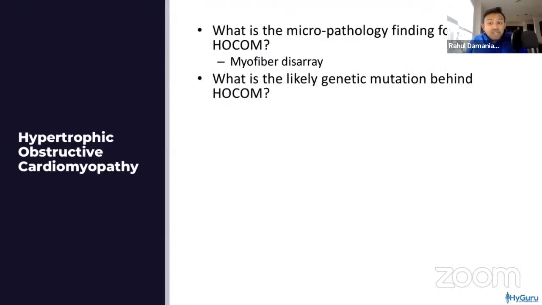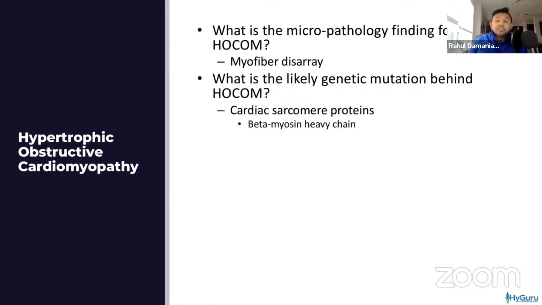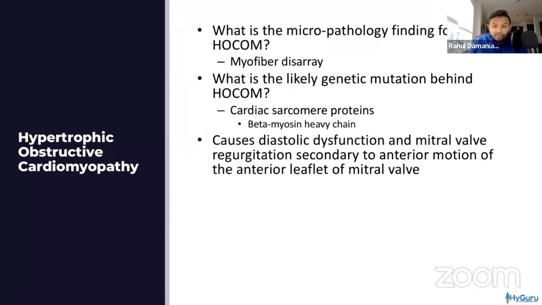What is the likely genetic mutation behind this myofiber disarray? And that is going to be the abnormal cardiac sarcomere proteins. Remember, the sarcomere is going to be made up of actin, myosin, and T tubules. These patients are specifically going to have a beta myosin heavy chain mutation.